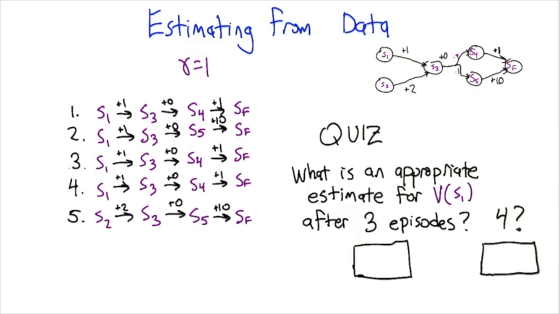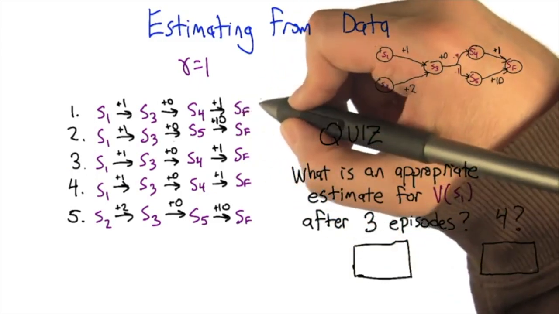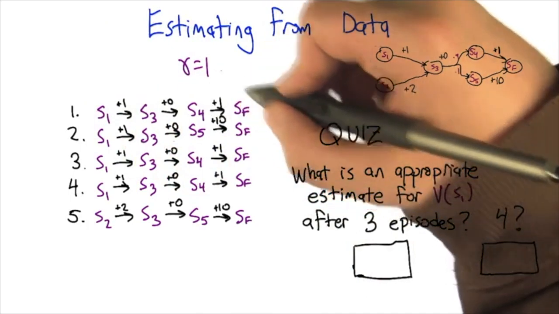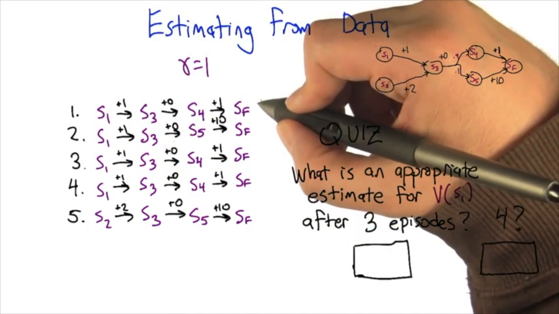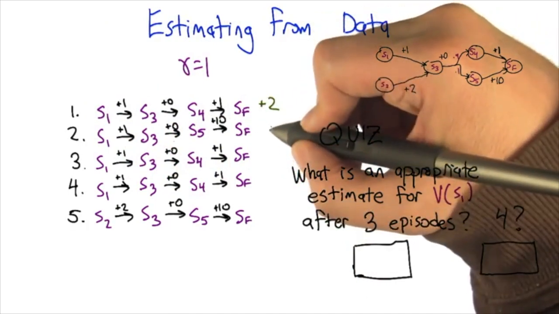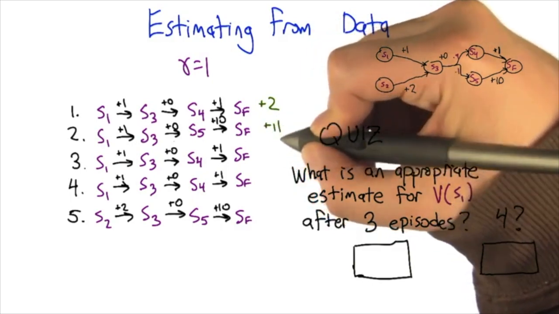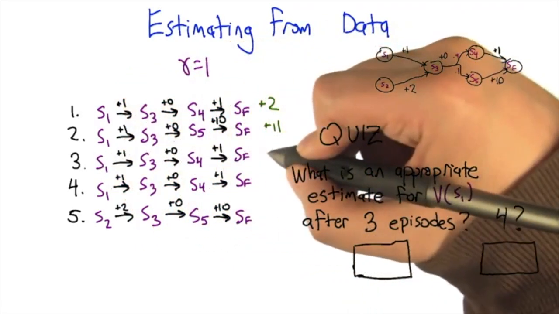So yeah, I should just be able to do that. I can look at episode 1 and see what the value for S1 turned out to be. And because you were so nice and made gamma equal to 1, I can basically just add up the numbers on the arrows, right? Yep. So the value to S1 in episode 1 is 2. Good. And the value to S1 in episode 2 is 11. Good. And the value to S1 in episode 3 is 2 again.